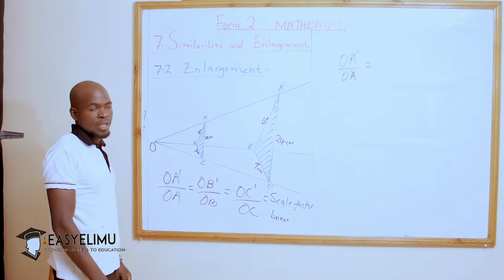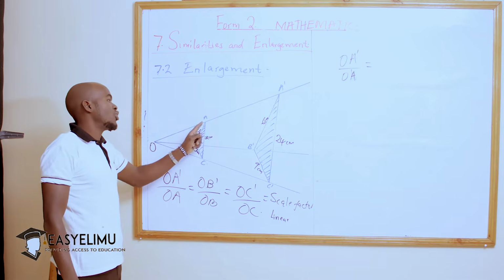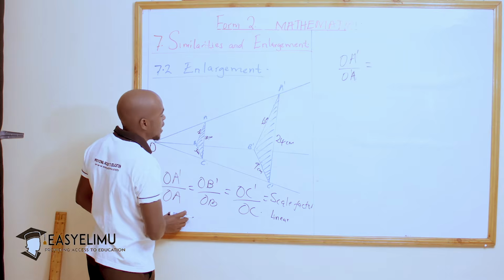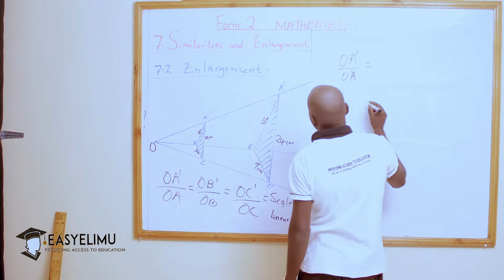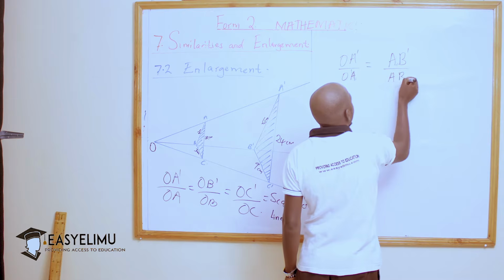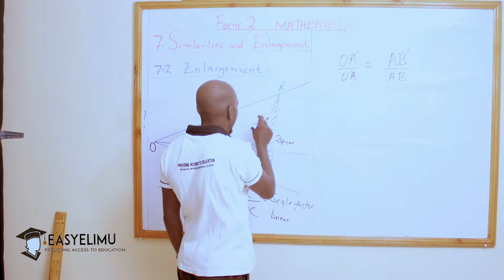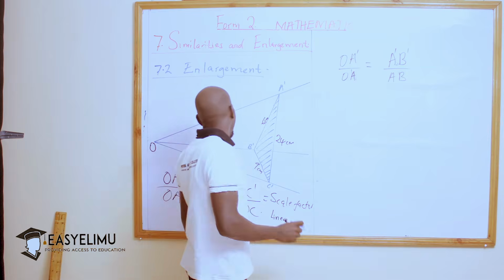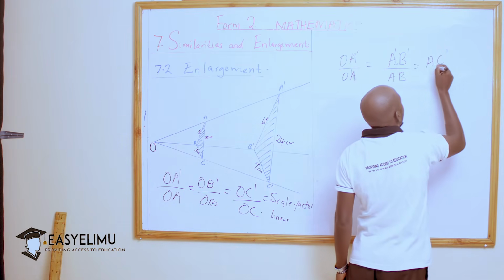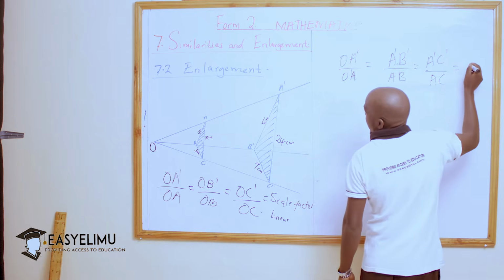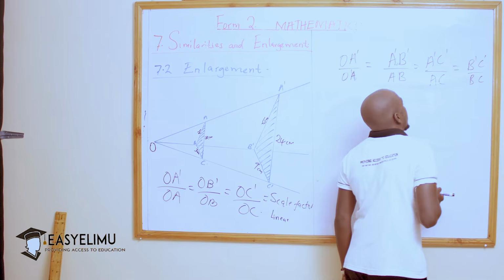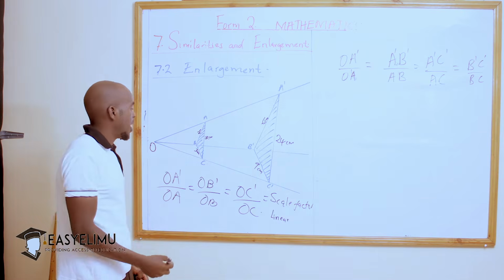But remember one thing, since this one is also enlarging, the same applies to the image. So what we shall find here is still the same as taking A prime B prime over AB, and also A prime C prime over AC. This is the same as B prime C prime over BC. You should get the same kind of information.